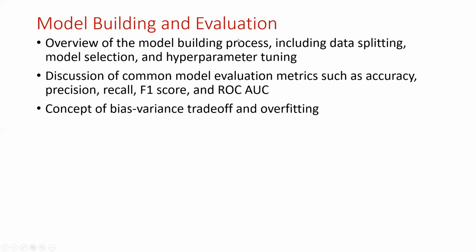Model building and evaluation. Once we build a model, before that we have to do data splitting, model selection, hyperparameter tuning, and accuracy, precision, recall, derived from the confusion matrix that we did yesterday, something called F1 score, ROC curve, AUC curve. And this is important: bias and variance trade-off and overfitting. This problem has to be dealt with in every model that we create. So this is important.